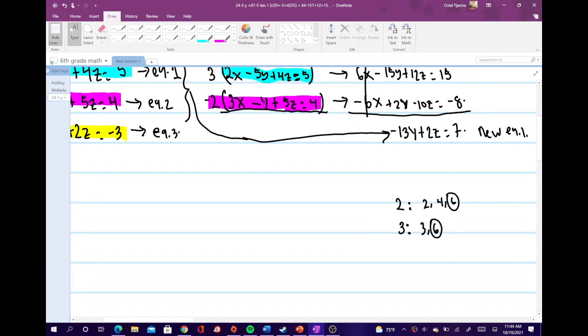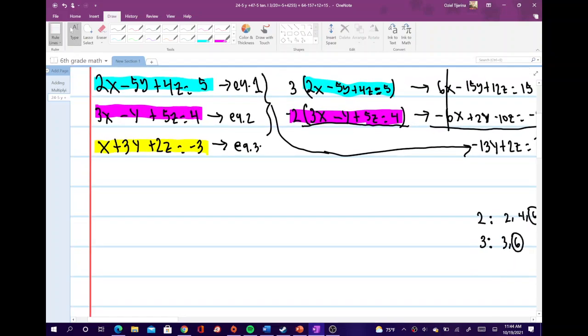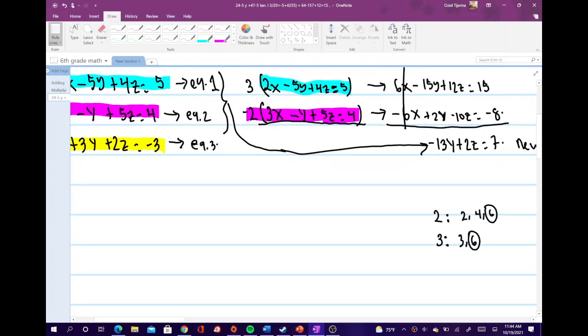You want to make it so that it's a system of 2 and then do elimination again so that you can eliminate the variable and solve for the variable, for one of the variables, that is. So, we're going to grab equations 1 and 3.